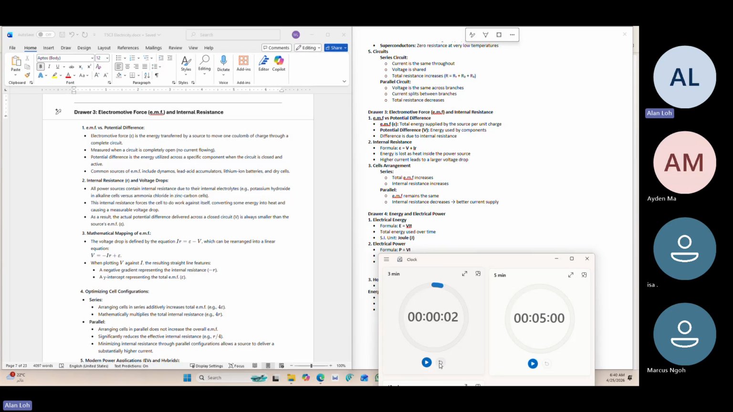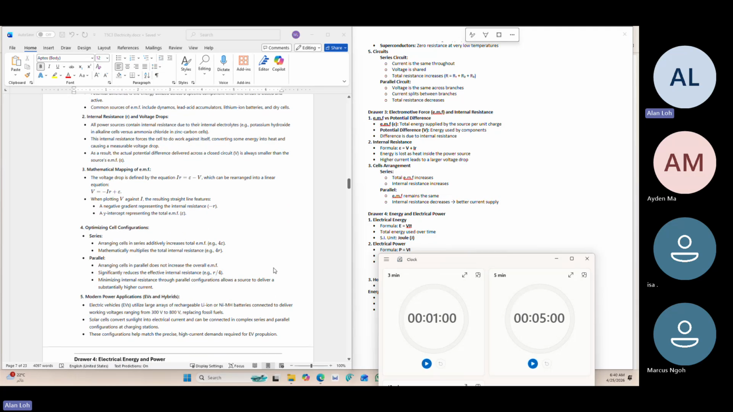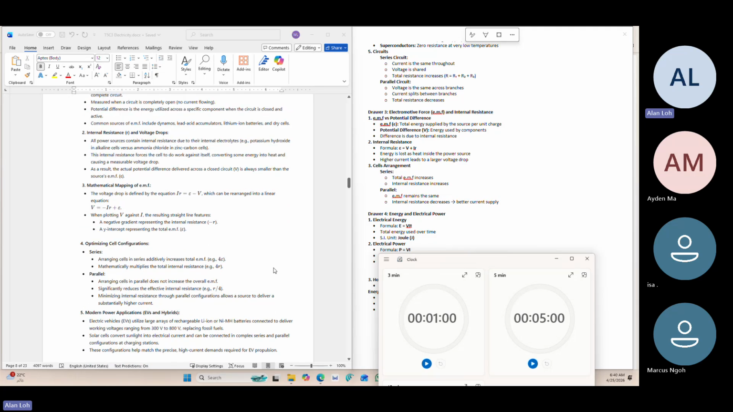Time's up. Don't worry about memorizing or remembering all the formulas for now. Don't worry about that, right? As long as you are now at level 3 for drawer 3, then you are fine. Okay, let's do this part here. This last part for 1 minute.